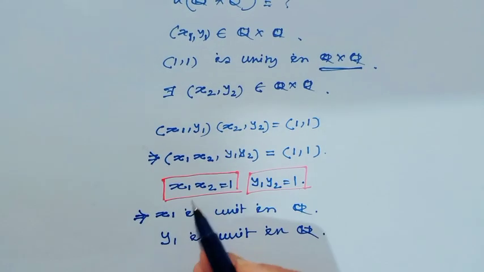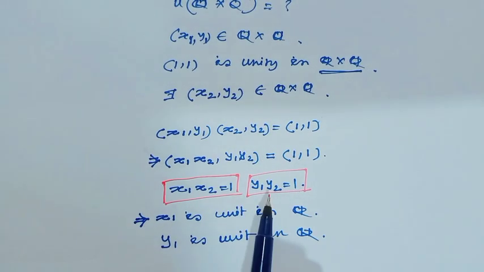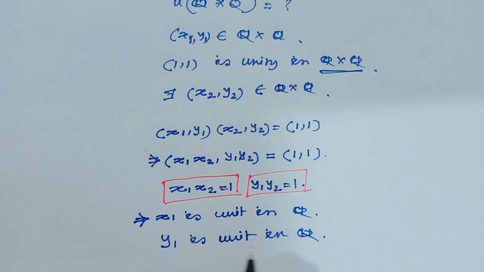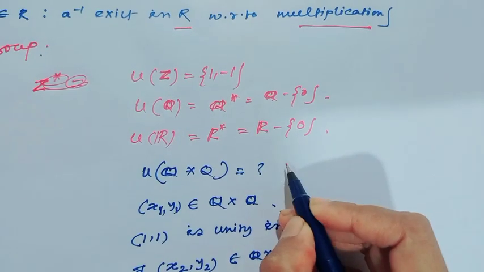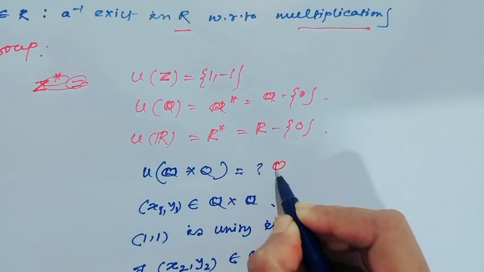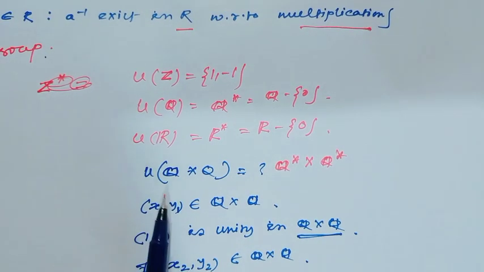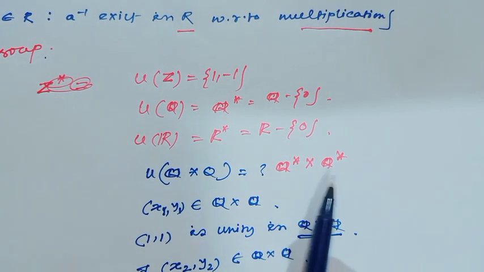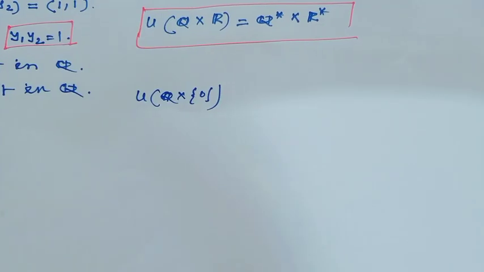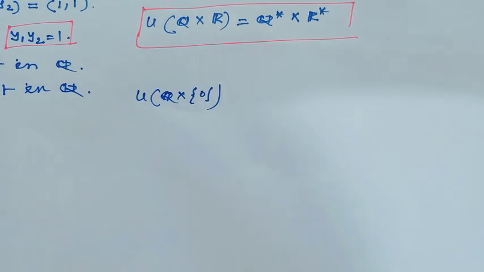So from this expression we can tell x1 is a unit element in Q, and from this expression we can tell y1 is a unit element in Q. Therefore U(Q cross Q) is Q star cross Q star, because the unit set of Q is Q star. Similarly, U(Q cross R) equals Q star cross R star.